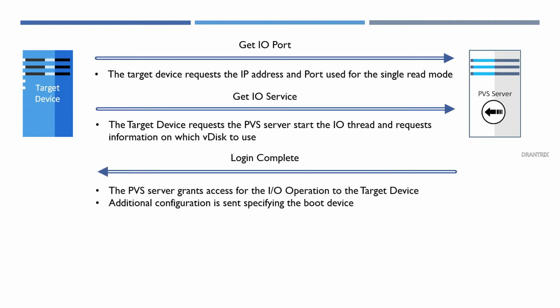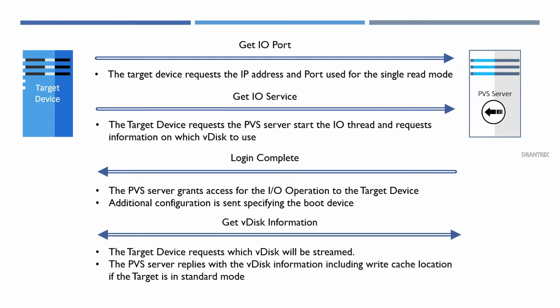So the login complete stage is here, and the PVS server grants the access for IO operation to the target device, and the additional configuration is also sent specifying the boot device. The target device requests which vdisk will be streamed, and the PVS server replies with the vdisk information, including the write cache location if the target device is in standard mode.